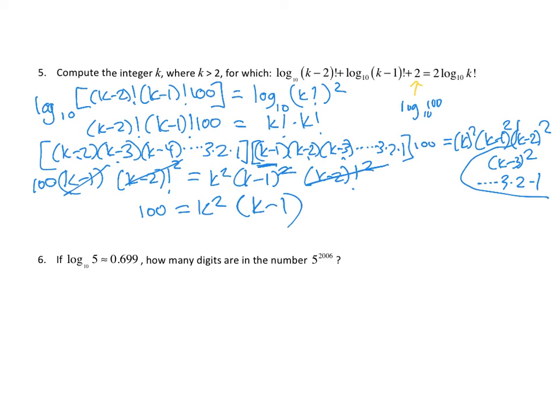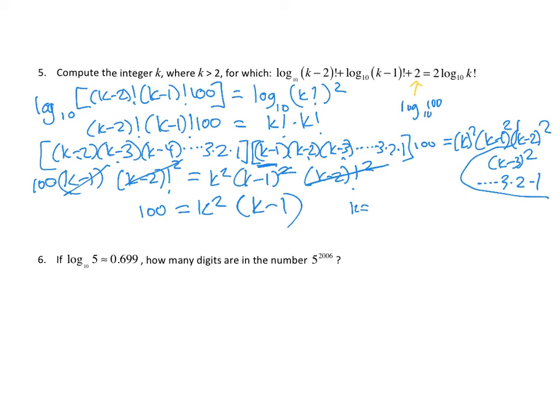And now I don't want to distribute the k squared, because then I have a third degree, and that's not going to help me too much here. So I'm going to look back to the directions, and it says that k is an integer and it's greater than 2. So I'm going to start guessing and checking.